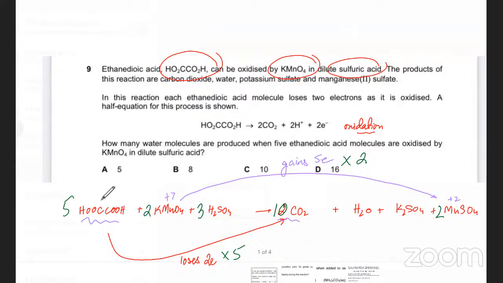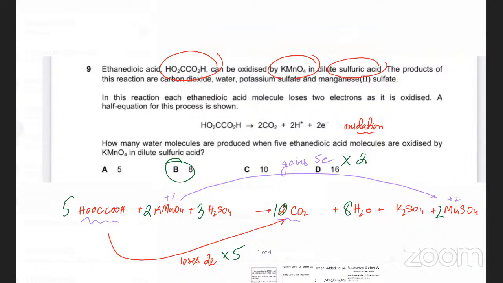So how many H's do I have? That's 10 and 6, so 16 hydrogens. So how many water molecules? That's going to be 8, right? So the answer is you need 8 water molecules. I hope the rest of the equation is balanced properly, but is this clear? Yes, sir.